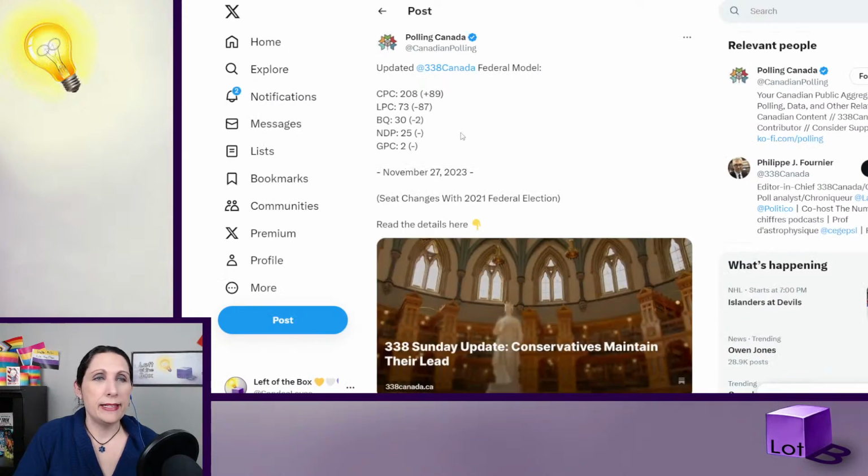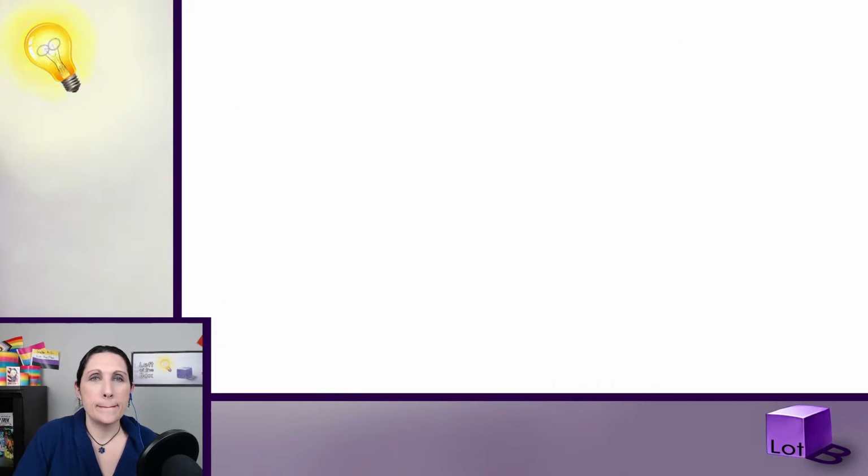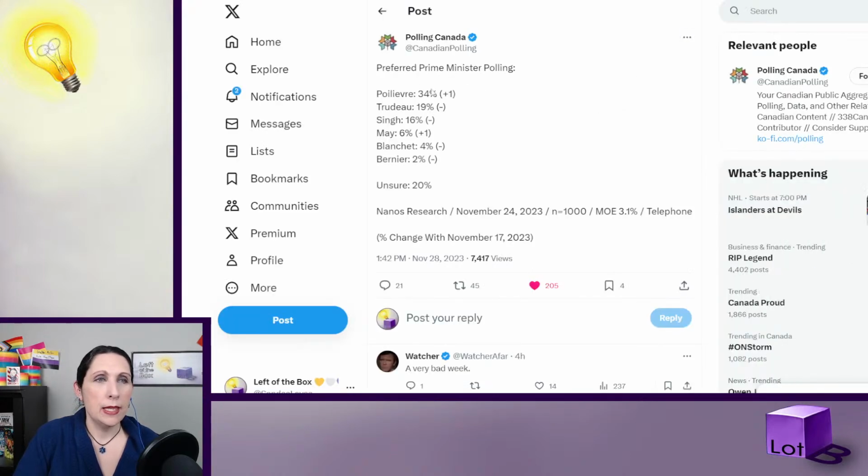And one that was updated a little bit more. Okay, so there was a slight change over a day, but we're in very terrifying territory if there were to be an election right now. Preferred Prime Minister polling. Poilievre at 34%. Trudeau at 19%. Singh doesn't change really at 16%. And then you have May, Blanchette, and Beignet.